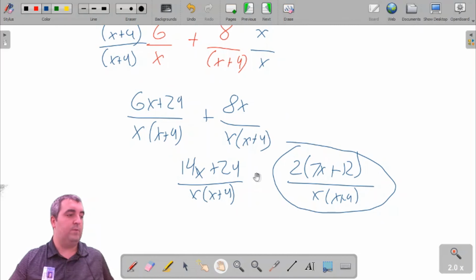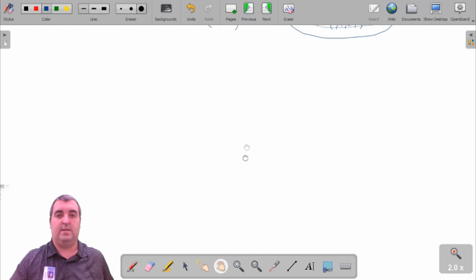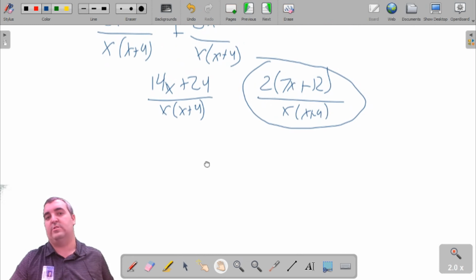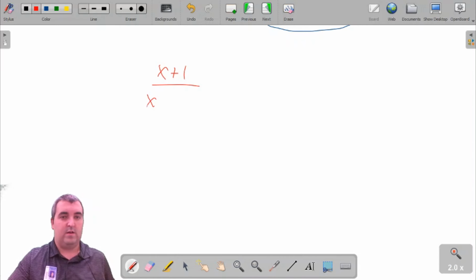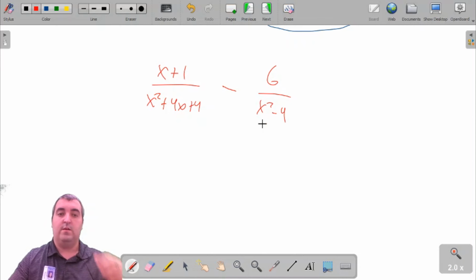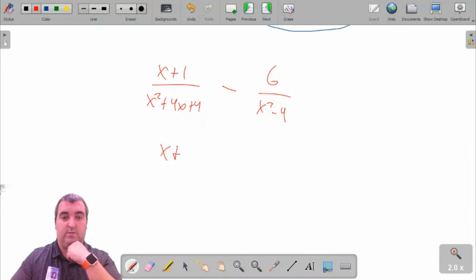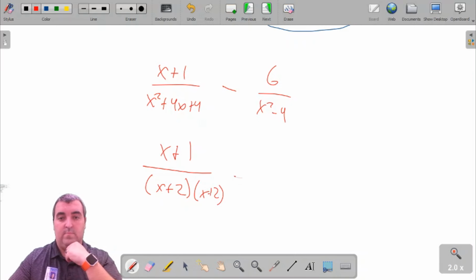Cool. Let's do one more example, just to see it where they may have a common factor, but not all of them. So let's have (x + 1)/(x² + 4x + 4) minus 6/(x² - 4). So here we factor. So x plus 1 over, and that's going to be (x + 2)(x + 2), minus 6 over (x + 2)(x - 2).